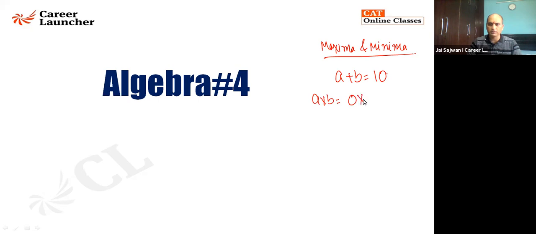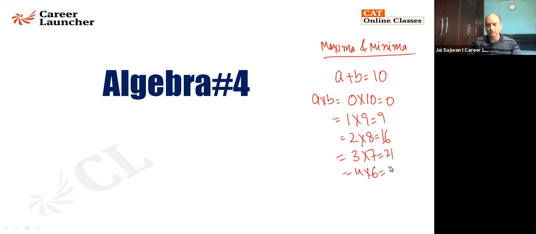I can say one number is 0 and second is 10, the product is 0. One is 1 and second is 9, the product is 9. One is 2 and second is 8, the product is 16. One is 3 and second is 7, the product is 21. One is 4 and second is 6, the product is 24. And as the numbers get closer to each other, the product will increase.